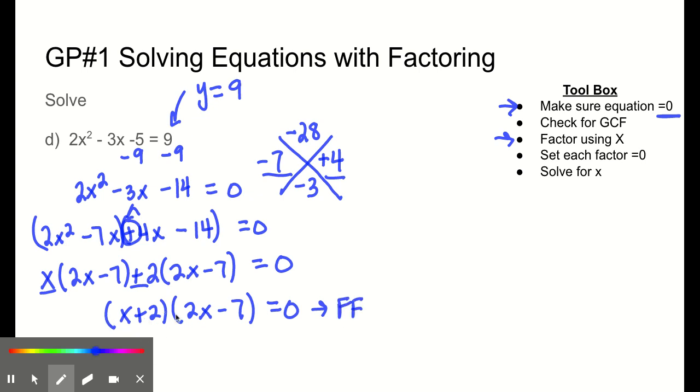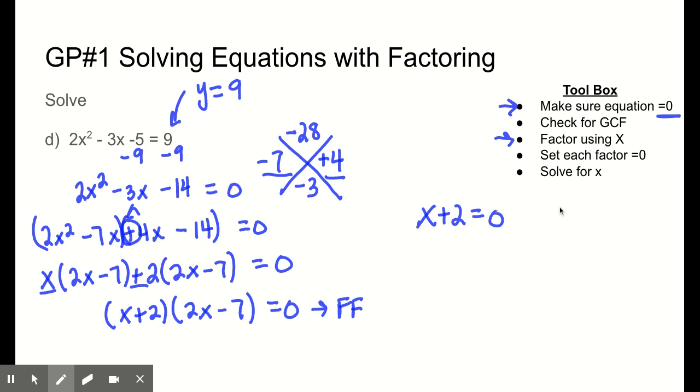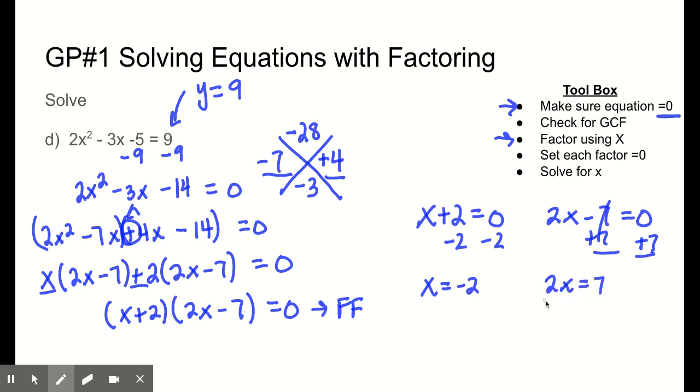From here, we're going to take each factor and set them equal to 0. So x plus 2 is equal to 0, and 2x minus 7 is equal to 0. This gives us, subtract 2 on both sides, x equals negative 2. Add 7 on both sides, we get 2x is equal to positive 7. We then divide both sides by 2, and we get x is equal to 7 over 2.